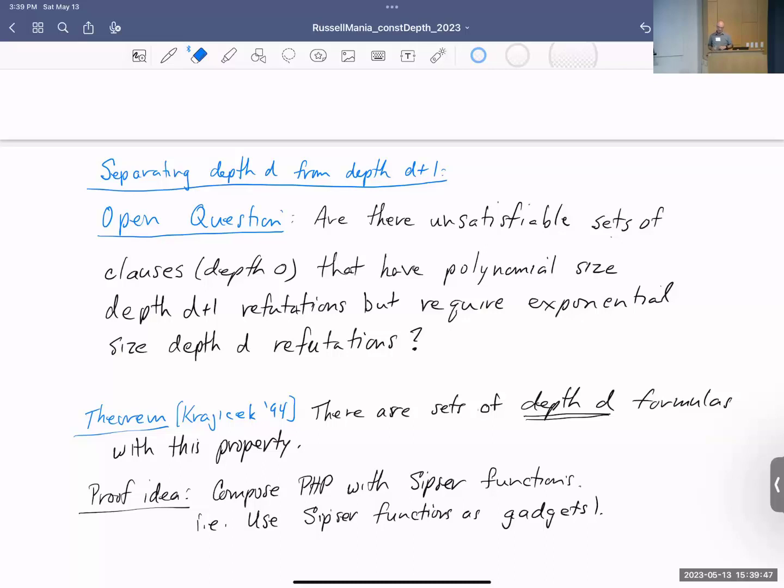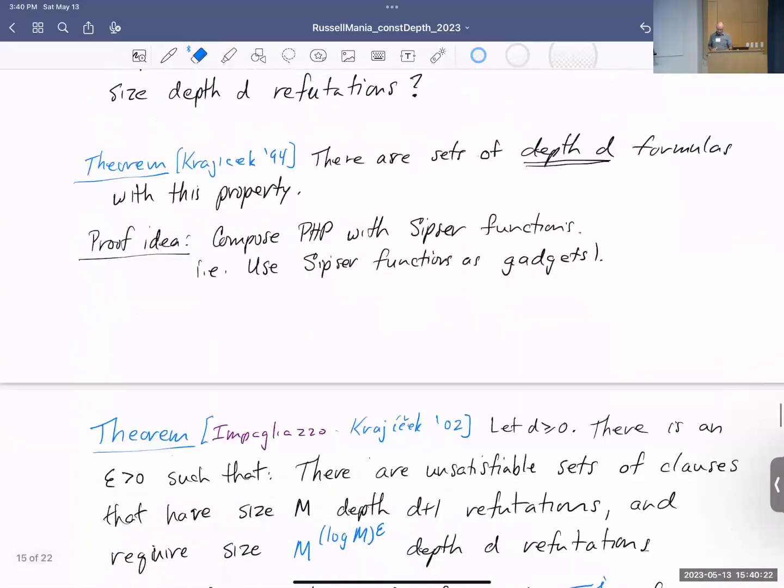There are two things we know in this area. First of all, there are sets of depth D formulas that have this property. They've got short proofs using depth D plus 1 formulas that require exponential size proofs using depth D. And this is basically, you take the pigeonhole principle and compose it with Sipser functions, get a pigeonhole principle on Sipser functions. Sipser functions is what Hastad used to separate expressivity, depth D plus 1 from depth D. These are these little canonical and/or trees. Okay, so that's great, but we'd really like to know something about depth D.